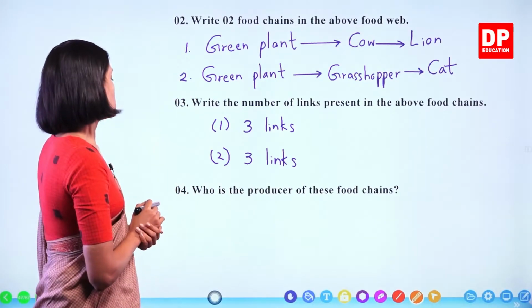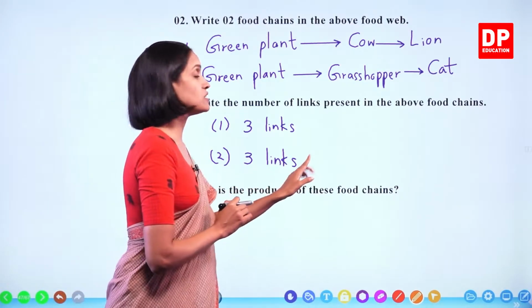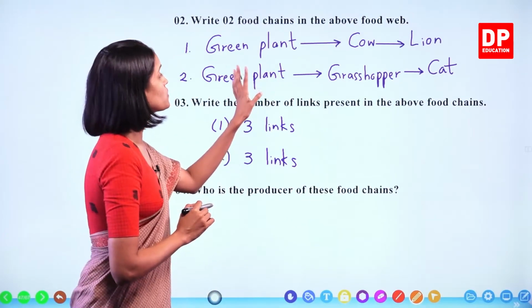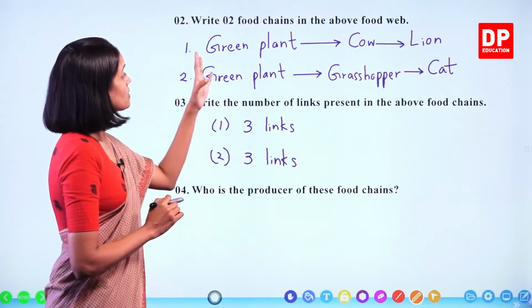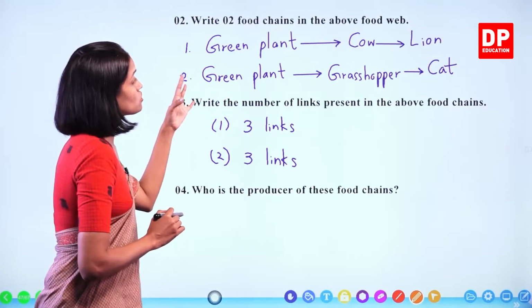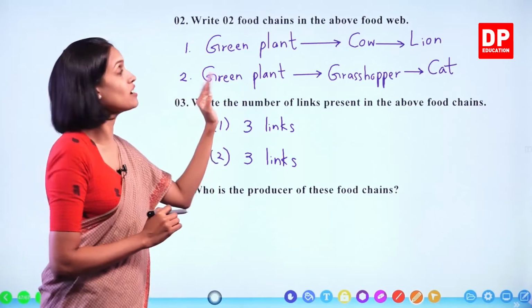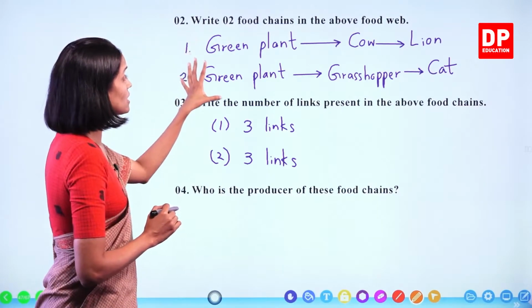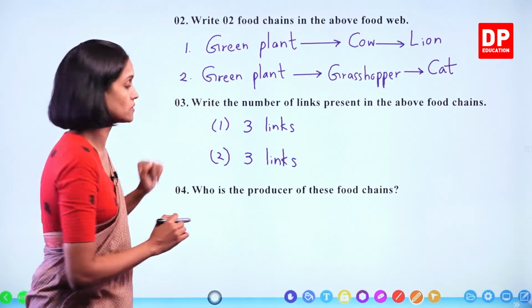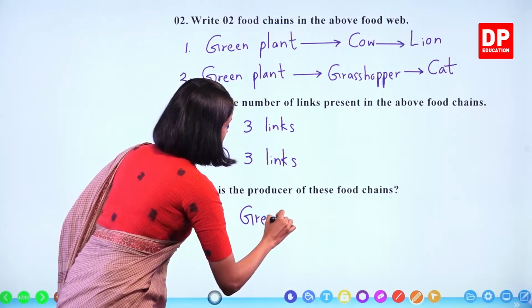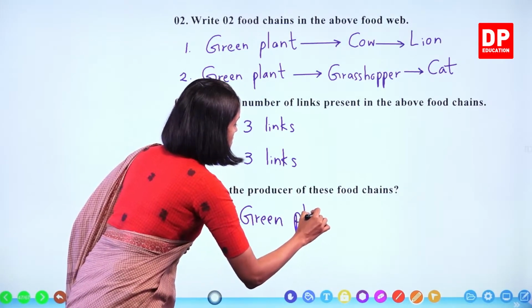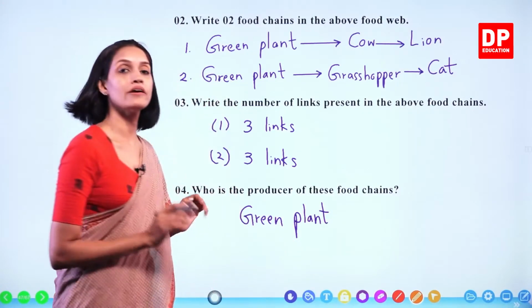Number 4. Who is the producer of these food chains? The producer is always the first link. Okay? It gives energy to all the other organisms. Therefore, it is the producer. So, the green plant is the producer. Green plant. Right, children?